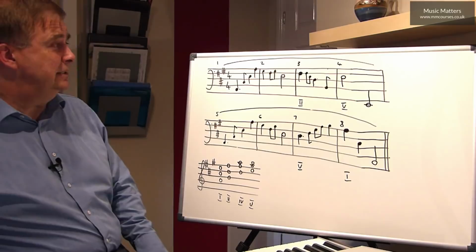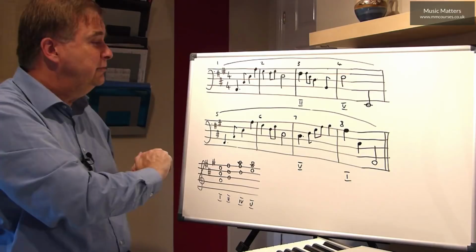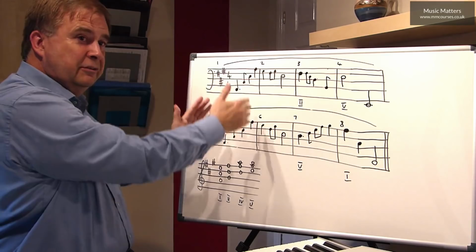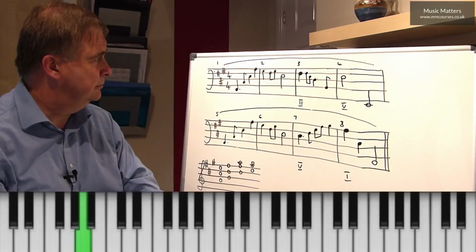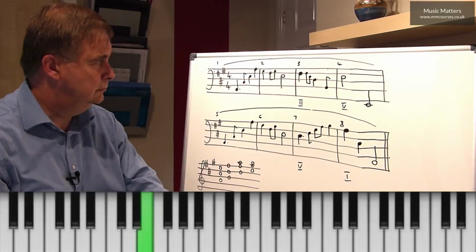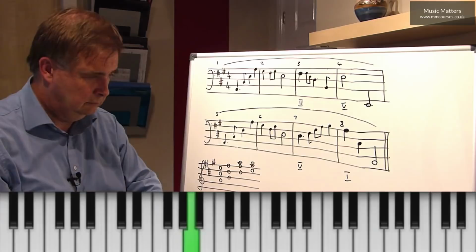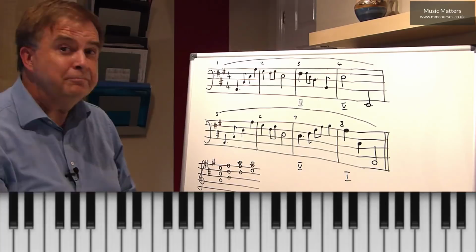So we end up with two four-bar phrases. The first finishes with an imperfect cadence and the second finishes with a perfect cadence. Though, as I say, it could finish with a plagal cadence. And we've mapped the same start of the phrases and then we've done something different in the second half. So far it all goes like this. Which works quite nicely, doesn't it? Now, if you're running out of time, you could leave that quite happily at that stage.